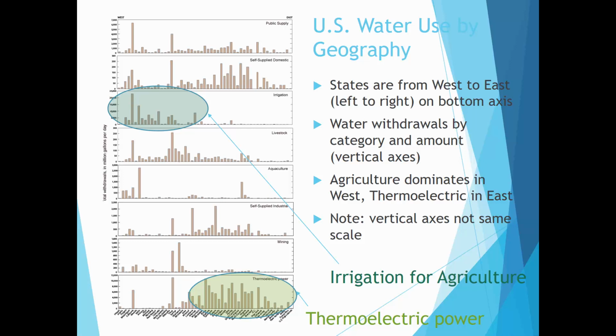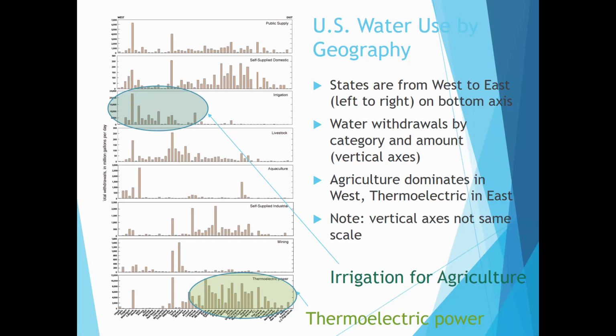I like this graph, but it's going to require a little bit of explanation. So if we look at U.S. water use, each one of these charts is a different type of water use. And then on this graph, we have the states from left to right, and on the bottom axis, this x-axis, the states are going from west to east. So the left side of the graph are western states, and the right side of the graph are all the eastern states.